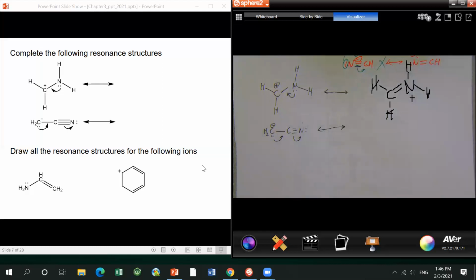The first one is lone pair electrons next to an empty p orbital. And the second one is a little bit hard, you push electrons twice. So the lone pair electrons next to a pi bond. So anyone want to try the next one?